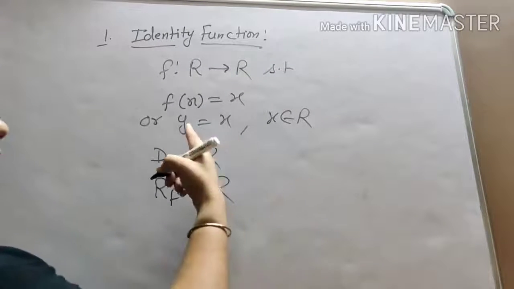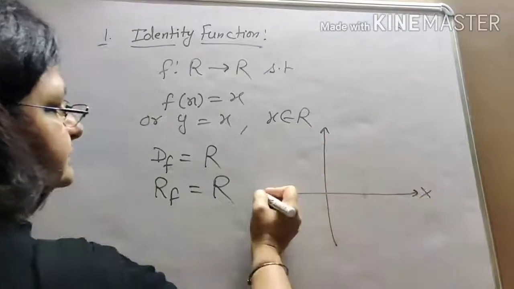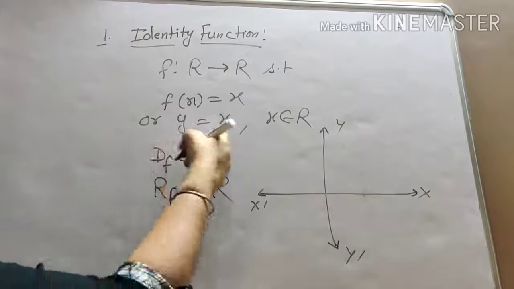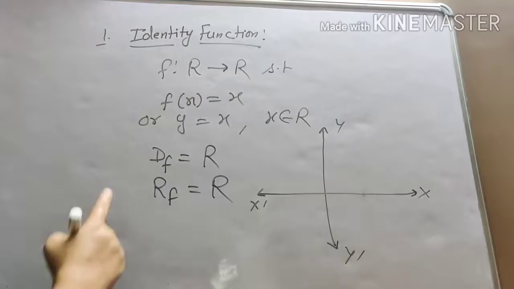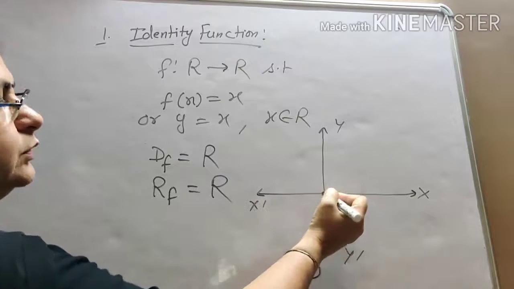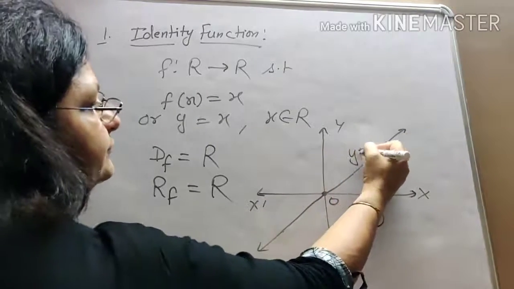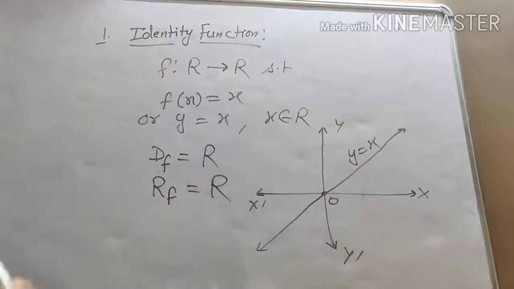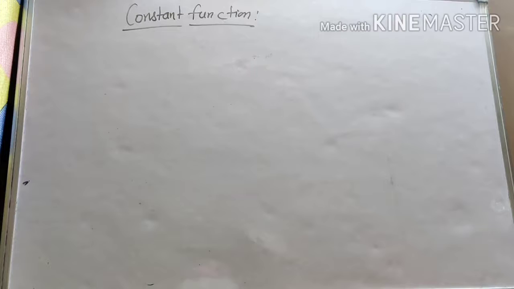Now, how can we draw the graph of this function? This relation between y and x is linear. So, their graph will be a straight line which will pass through the origin like this. So, this is the graph of y equal to x, or we can say this is the graph of the identity function.